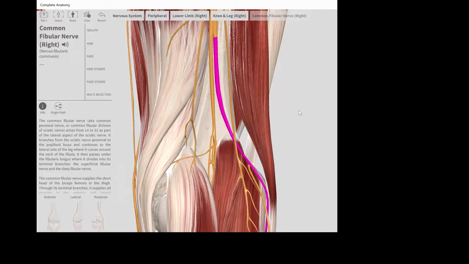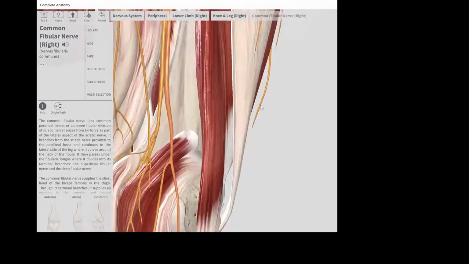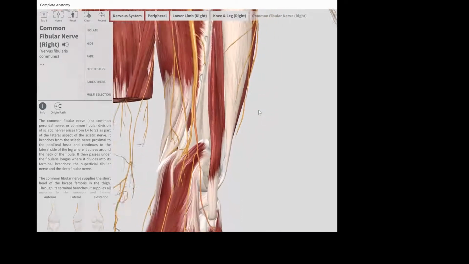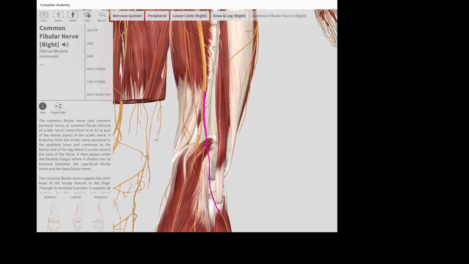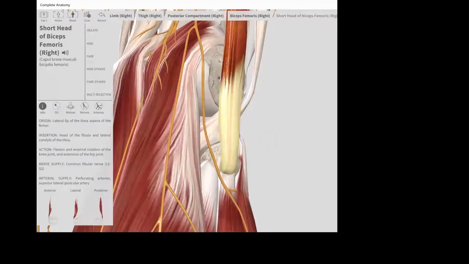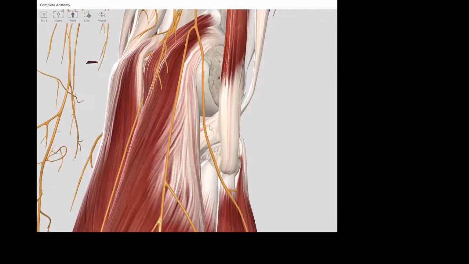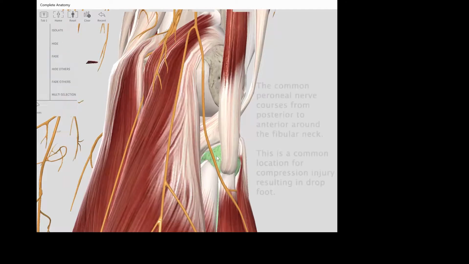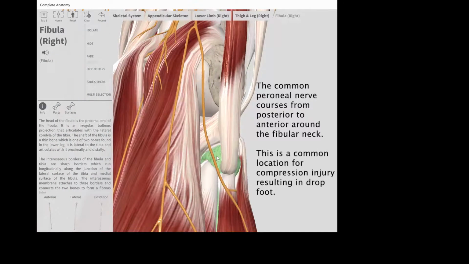biceps femoris, and I'm going to rotate around, and I'm going to zoom out a little bit. The nerve courses behind the posterolateral part of the knee, and then if we come up here, you can see that's the rest of the biceps. You can see that the nerve comes around the fibular head. All right, so this is the fibular head here. So this is an important landmark.